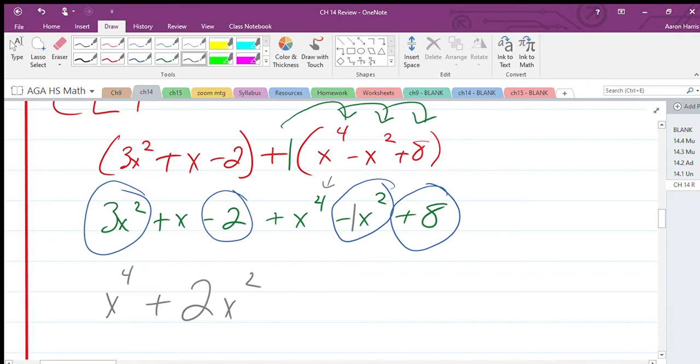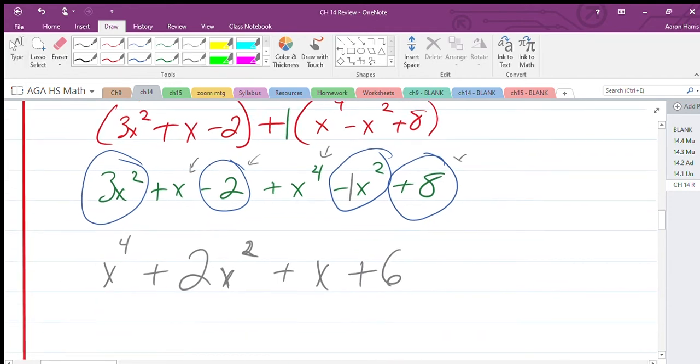Notice I subtracted 3 minus 1. The coefficients, I kept the variable the same and I kept the power the same. When we're adding and subtracting, you have to know that, okay? What's the next highest power? The x to the first power, right? So plus x. Then what goes last? The constants. So 8 minus 2 is what? 6. Now I can label this.